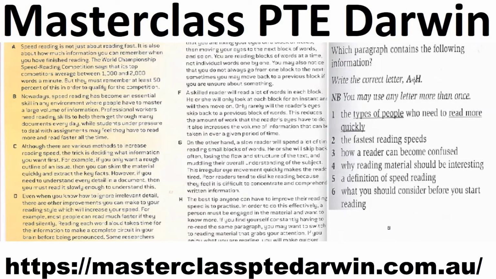Now it's called matching. So matching is the information they're saying this type of information is present in which paragraph. So A to H, we have A to H paragraphs here: A, B, C, D, E, F, G, H. So the number one question says the type of people who need to read more quickly. You see they underline type of people, read quickly. So what type of people need to read quickly?